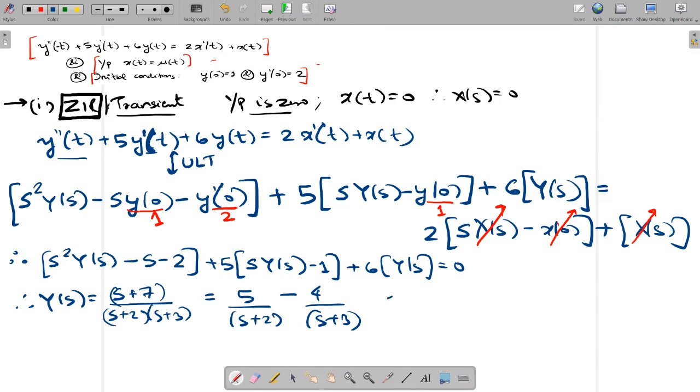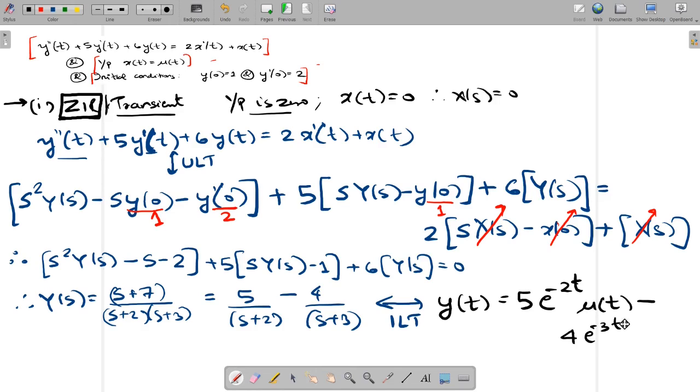Therefore, if you take the inverse Laplace transform, what will you get as the answer? Y of s inverse is y of t. 5 upon s plus 2 inverse is e raised to minus 2t u of t, minus 4 e raised to minus 3t u of t. Okay, so we have taken the inverse Laplace transform of this entire term.